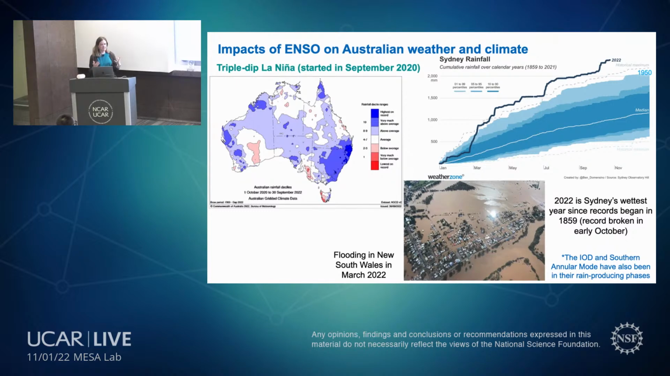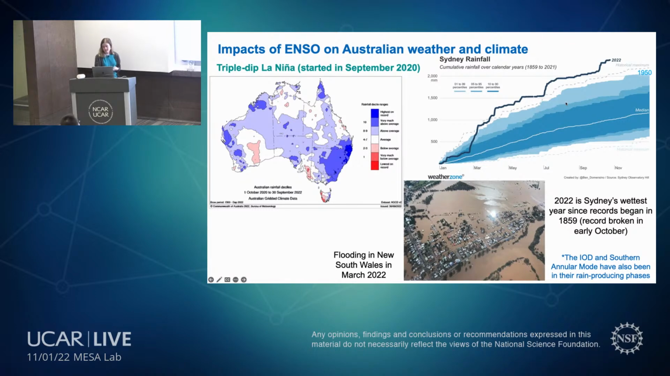And so we've really seen over the last couple of years the impacts of this current prolonged triple dip La Nina event, which is very different to what you've been experiencing here, where for the last couple of years there's been the highest on record, or at least very much above average rainfall for large parts of eastern Australia.